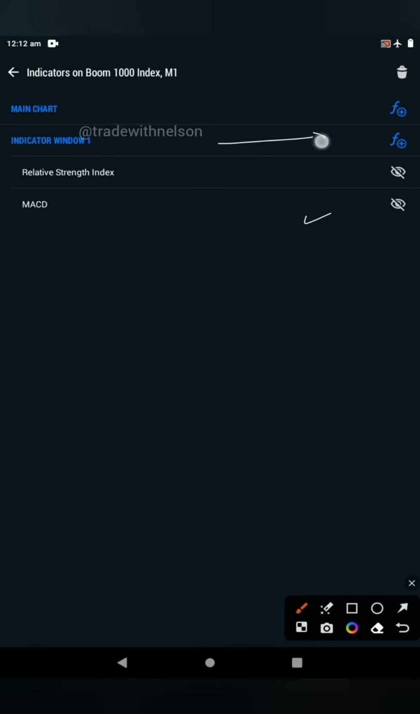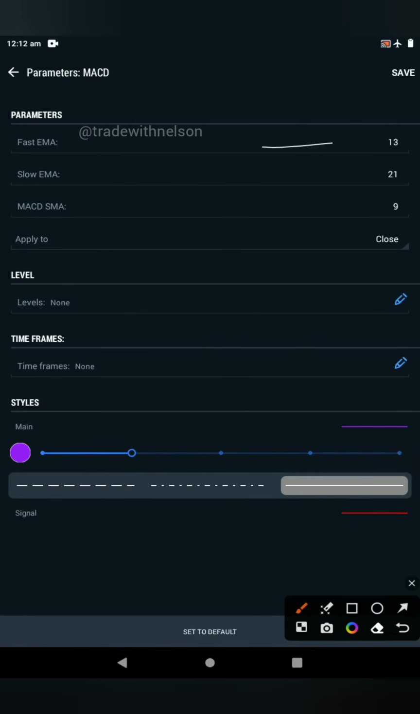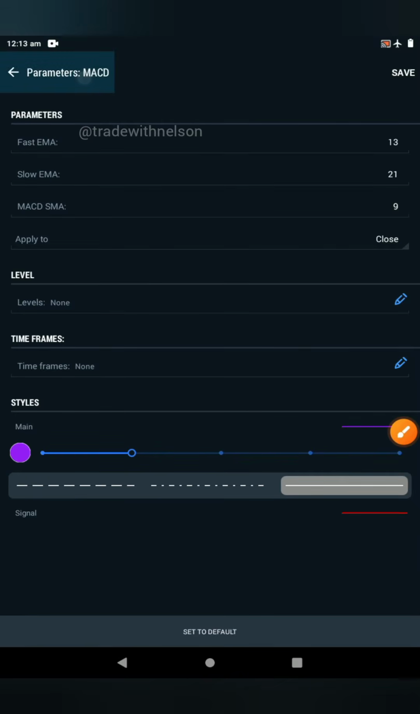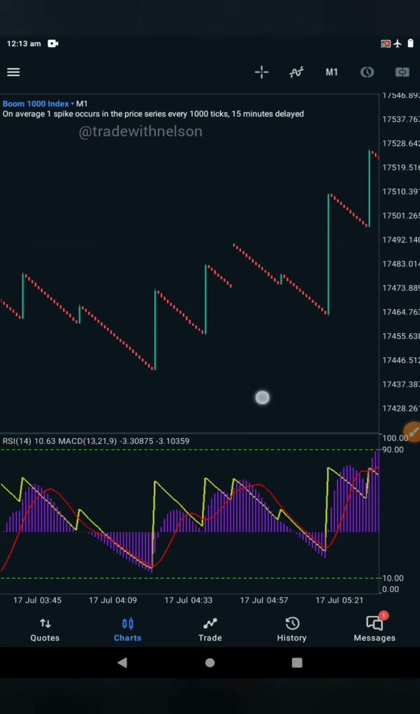For the MACD, click on the F icon on the indicators window and search for MACD. Make your fast EMA 13, slow EMA 21, and MACD SMA 9. Apply to close. For the styles, make the main style a color of your choice and the signal style a color of your choice. After that, click on save. If you follow my settings correctly, your chart will look exactly like what you see over here.